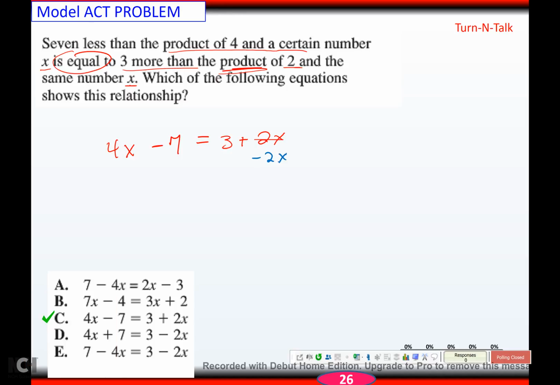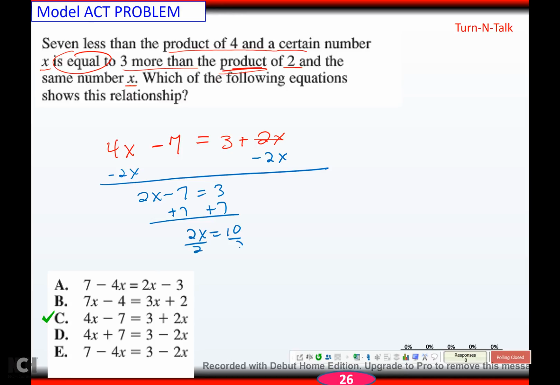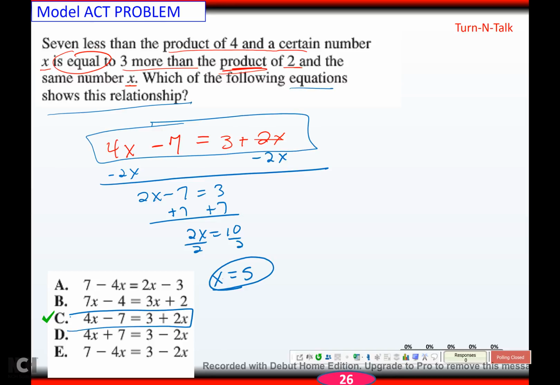So I'm going to minus 2x, minus 2x. That gives me 2x minus 7 equals 3. Add 7. 2x equals 10. Divide by 2. x equals 5. And maybe I should read directions before I just start taking off and wasting time. Sorry. Which of the following equations shows this relationship? Sorry, that's all they wanted. My bad. I did too much work. Be careful. Okay? You don't want to do more work than necessary, and especially in a real ACT situation.